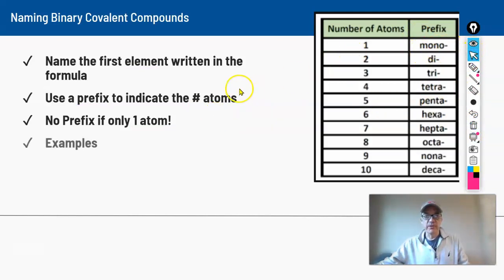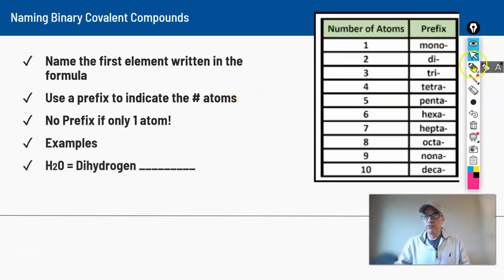So let's look at a couple of examples. For example, H2O would start off the name, and we know this is water, but if we were doing it more scientifically, the first part of this would be dihydrogen, because we've got 2 hydrogens. And so just as a reminder, when we put the 2 after an element, that's a subscript, that's telling us how many hydrogens we have. So if we have 2 hydrogens, we write di for 2 hydrogen, and that tells us literally that there's 2 hydrogens.